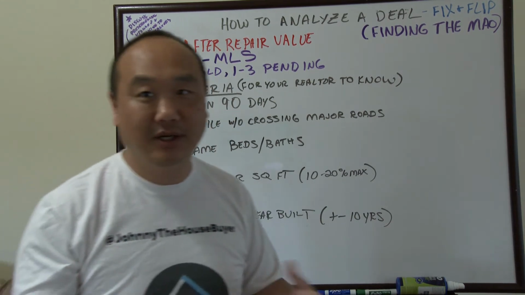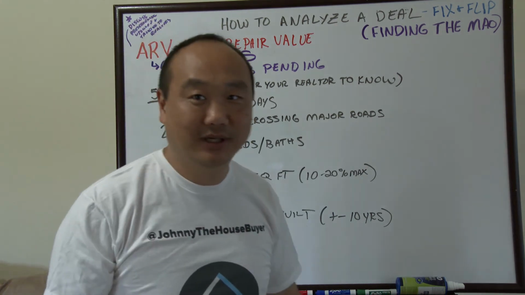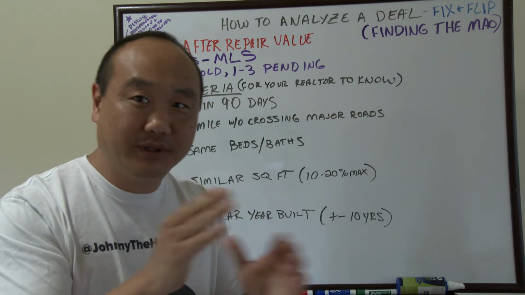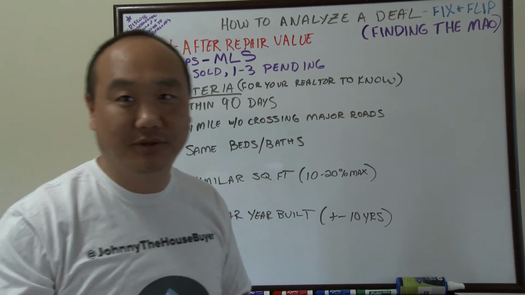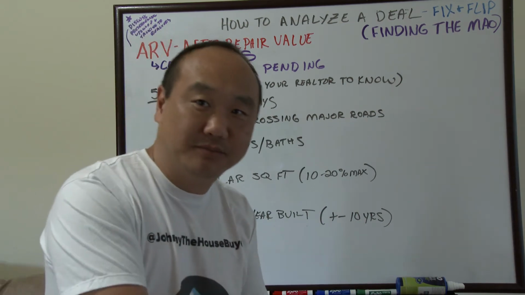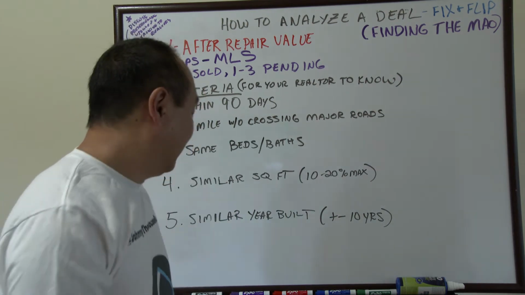You don't want to compare a 1940s house to a 2017 house. A lot has happened in time, so you want to give or take 10 years. If it's a house built in 2010, you can go from 2000 to 2020, and you'd be okay.